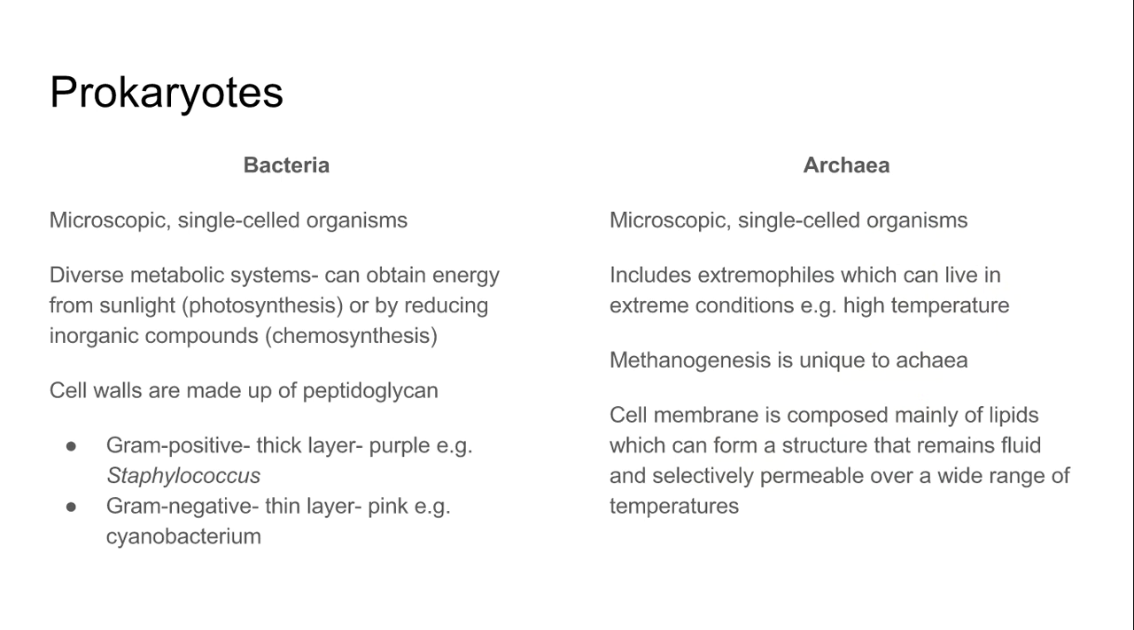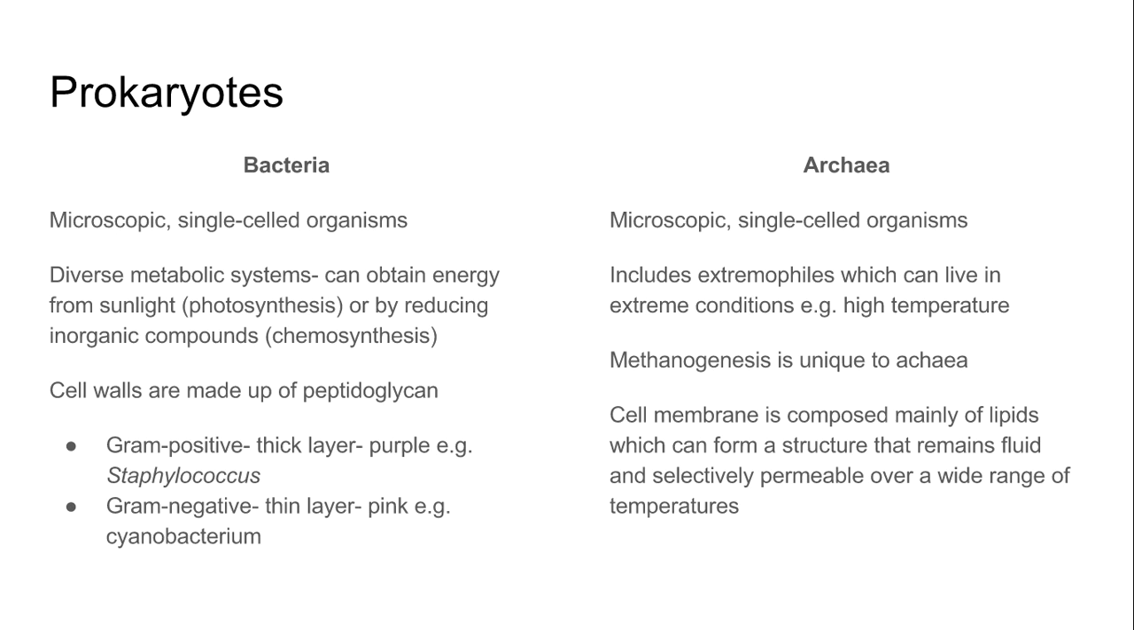When we talk about bacteria and archaea, we're talking about microscopic single-celled organisms. Bacterial cells have diverse metabolic systems depending on the type of bacteria. Some obtain their energy from sunlight, and some obtain their energy from reducing inorganic compounds. Their cell walls are made up of peptidoglycan, and they can either be gram-positive or gram-negative depending on the thickness of the peptidoglycan layer, which depends on the type of bacteria and some of the characteristics that they then have.